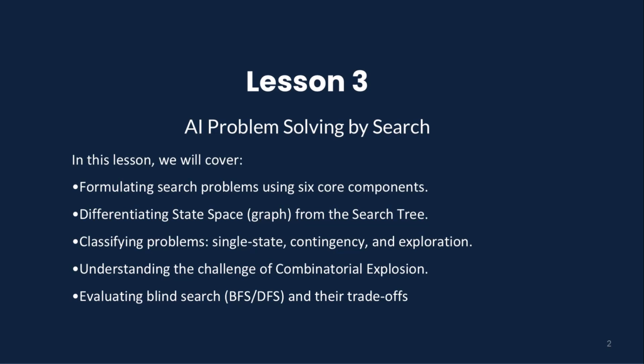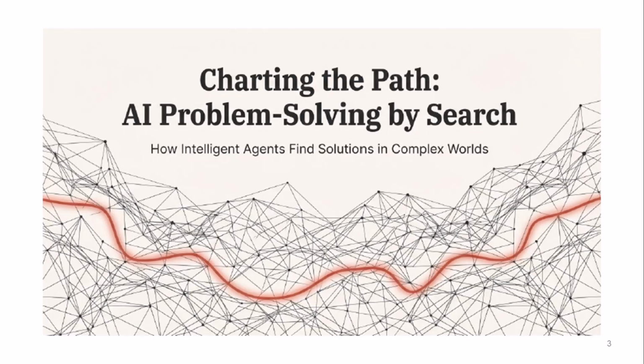So let's get started. Now, take a look at this image. It looks like a complex network, right? Now, this is essentially what a complicated problem looks like to an AI, a maze of possibilities. The bright red line is the solution path, the optimal sequence of actions we want the agent to find.